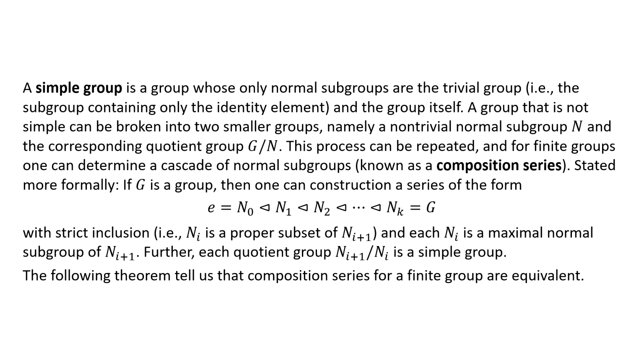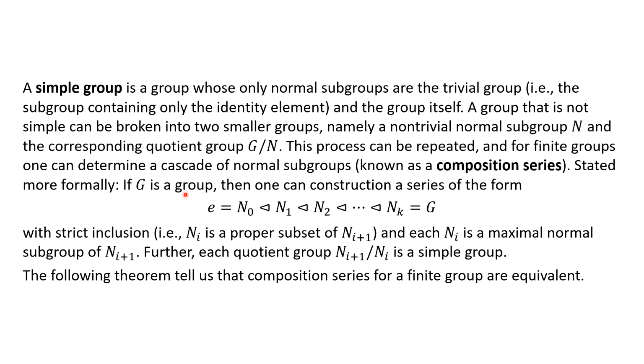A simple group is a group whose only normal subgroups are the trivial group, the identity element, and the group itself. A group that's not simple can be broken into two smaller groups, the non-trivial normal group N and the corresponding quotient group G/N. This process can be repeated for finite groups. One can determine a cascade of normal subgroups known as a composition series.